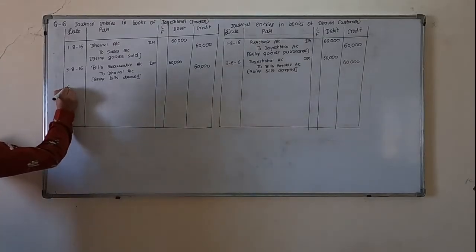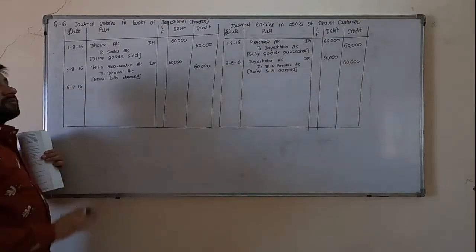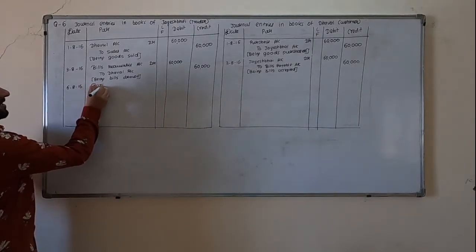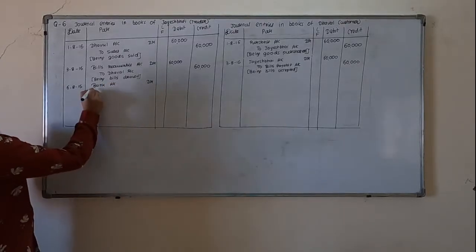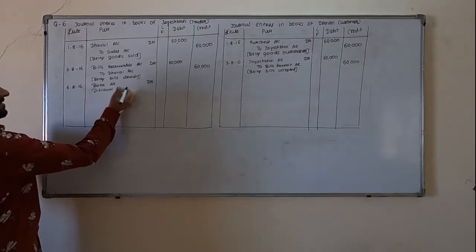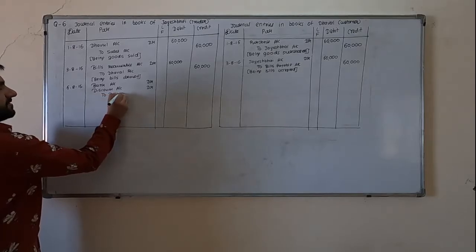So he is discounting the bill before the maturity date, that is on 6/8/16. He is discounting the bill with the bank. So what entry will come? As per the format which was learned before, he will receive the amount through bank. So bank account debit, bank will charge a discount, so discount account debit, and he will receive the money, so to bills receivable account.